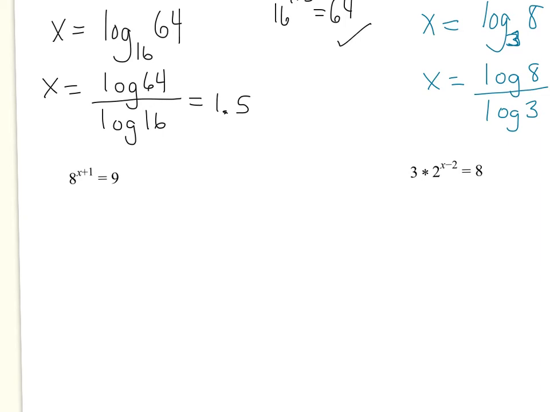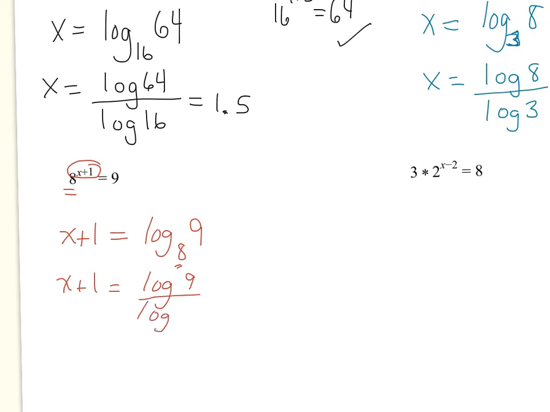Well, this one's a little different because it has the plus 1 there. So I can still switch this to a log form. I'll take the exponent, which in this case is x plus 1. So x plus 1 equals log base 8 of 9. Again, the base goes to the base. Now I can figure out what log base 8 of 9 is by taking log of 9 divided by log of 8. Log of 9 divided by log of 8 is going to give me 1.057.